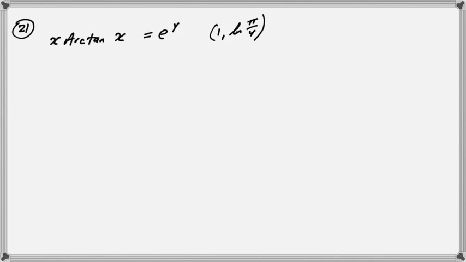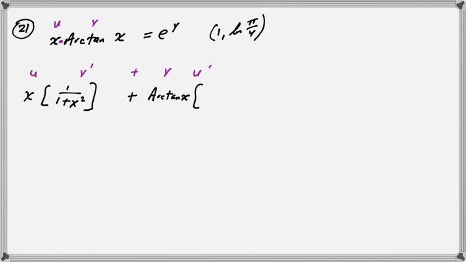Okay, after we got 21 here, this is a product, so I'm going to have to do a product rule. U times V is going to be U V prime plus V U prime. So let's see, U is x. The derivative of arctangent is U prime over 1 plus U squared. Then I bring down the arctangent times the derivative of u. The derivative of x is just dx/dx, or 1.